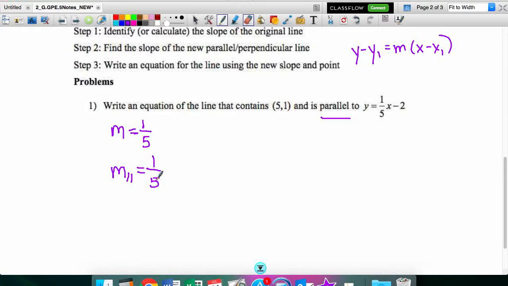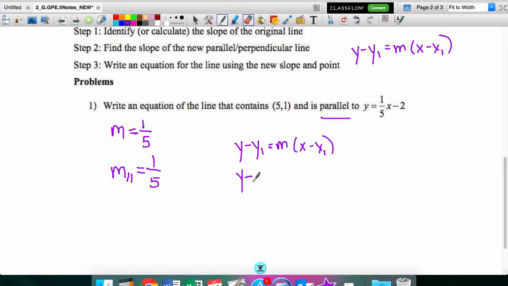Step 3 is to write the equation of the line using the new slope and the new point. We're going to do this with our point-slope form. y minus y1 equals m times x minus x1.